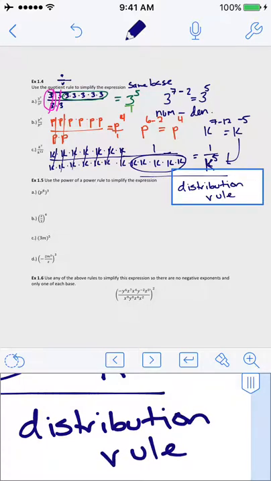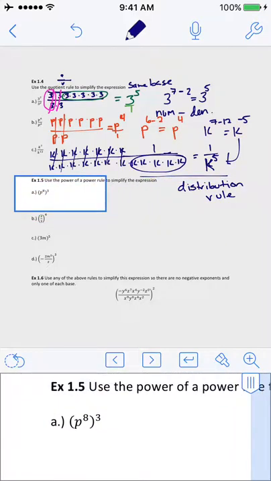Distribution rule ropes so nicely with power of a power that we just kind of lump them in the same section. So that's basically what's happening here. But let's talk about this first one right here. This one is the power of a power rule. So this is power of a power. And you can see that we have p being raised to a power 8, being raised to another power 3. That's why it's called power of a power. So you've got multiple things going on here.